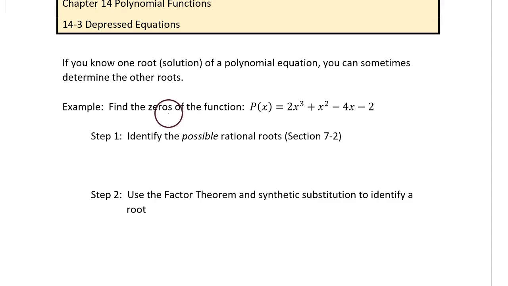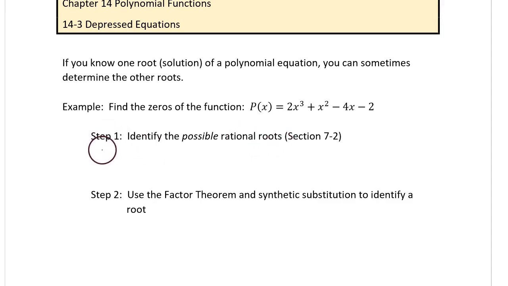Find all of the zeros, meaning find all of the roots of the function p of x is equal to this four-term polynomial. It's a good idea to know what the possible answers are so that you're not trying numbers that aren't even possible. To do that, let's use the possible rational roots test that we used in section 7-2.